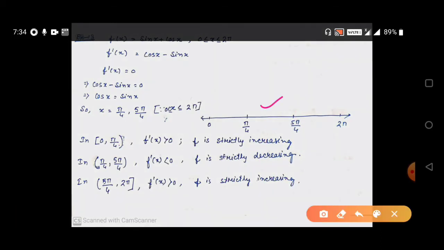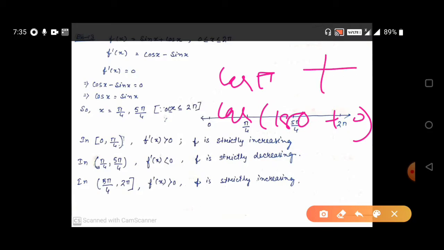Now if we consider the interval π/4 to 5π/4, there is a value which is π in this interval. Cos π, we can write as cos of 180 plus 0. So it is 90 into 2 plus 0, which means the third quadrant. In the third quadrant cos is negative and cos will remain cos. So minus cos 0. Cos 0 means 1. That means minus 1. So this cos x will be minus 1.